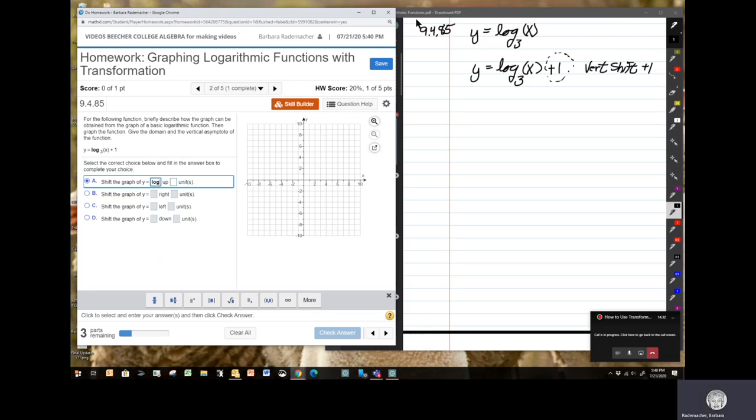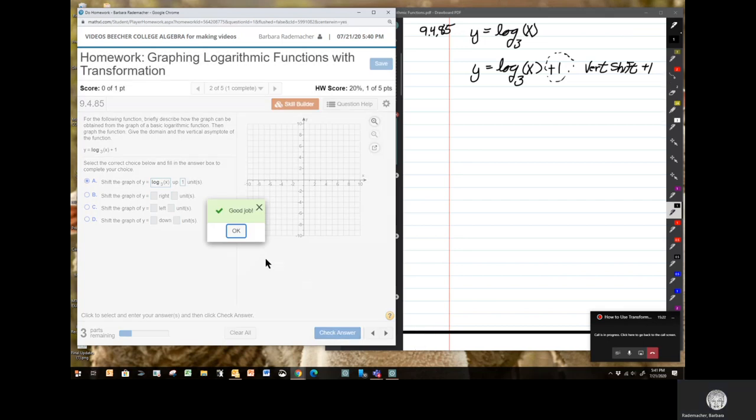log. Now, watch what I have to do with the base 3. I have to go to this subscript and click right here. And then I'll put a 3. Now you can't see me do this, but I'm going to hit the right arrow key on my keyboard. And since they're putting parentheses, I guess I will put parentheses, x, parentheses closed. Shift the graph of the basic function log base 3 of x up 1 unit. And then I'll check my answer. Good job, Barbara.